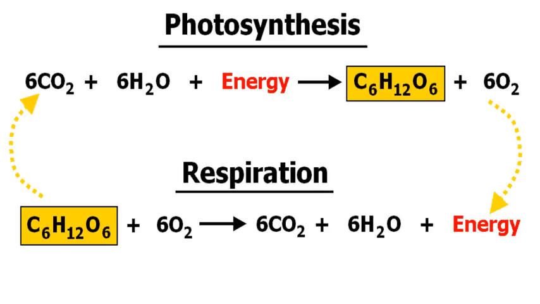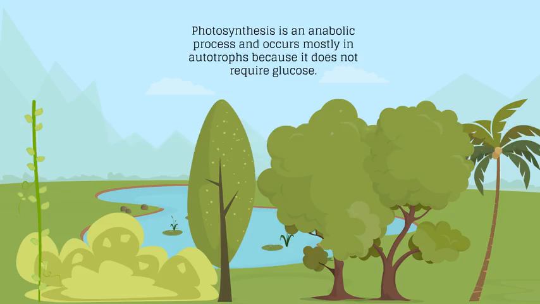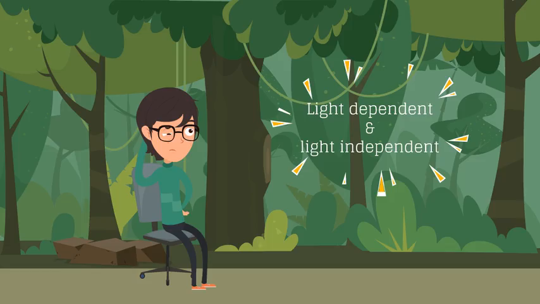The overall equation of photosynthesis is right on your screen. And it's basically the reverse reaction of cellular respiration in terms of reactants and products, except that it requires sunlight energy, which cellular respiration doesn't require. Photosynthesis is an anabolic, endergonic process, where water is oxidized and carbon dioxide is reduced. Photosynthesis is an anabolic process and occurs mostly in autotrophs because it does not require glucose.